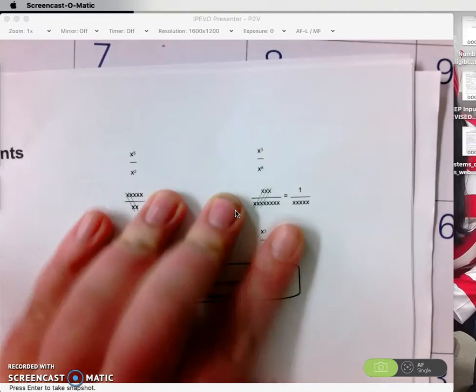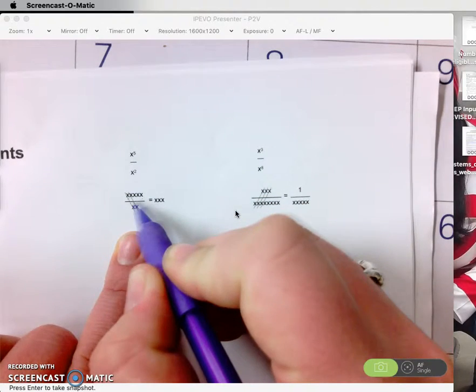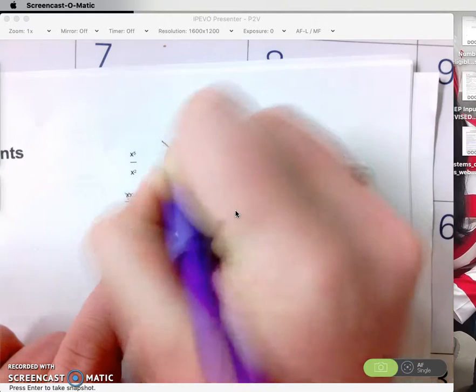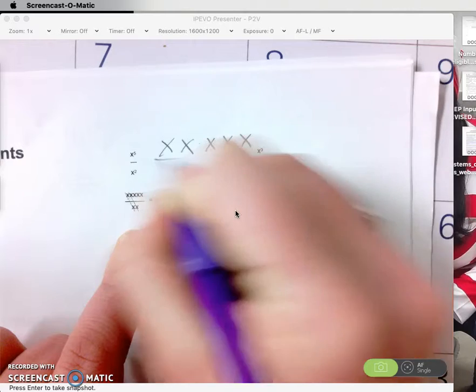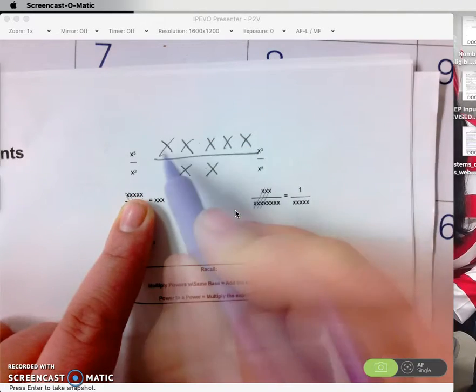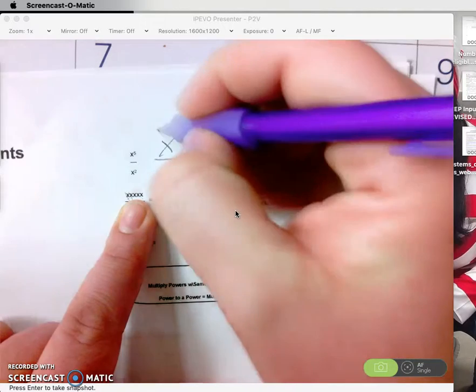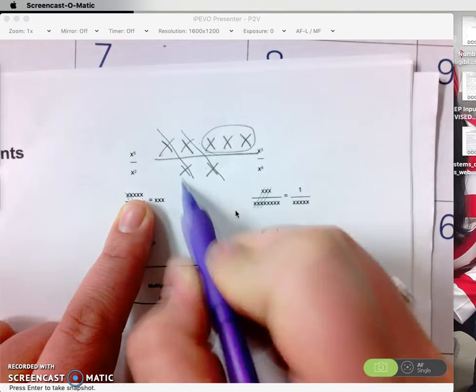The reason why is we can have x to the 5th, and we can write it out as x times x times x. And let me make this a little bigger. And then all over x to the 2nd. Well, if I have something on top and bottom that's the same, I'm going to be able to cancel them out. So this changes to x to the 3rd.